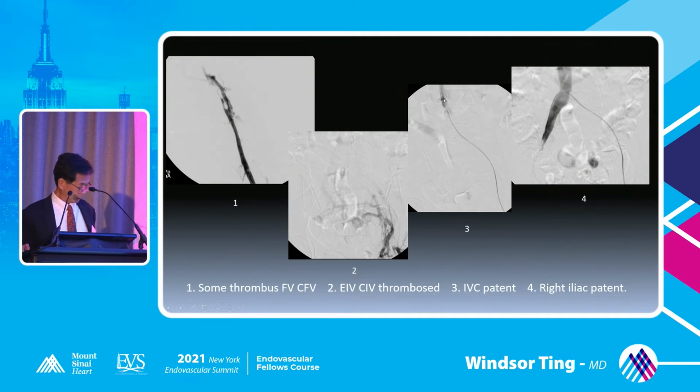Here, you look at panel number 1, you see the patient has some thrombus in a common femoral vein, and then the external iliac vein and the common iliac vein are completely thrombosed. I went up more proximally, the vena cava is patent, and the contralateral veins were also patent.